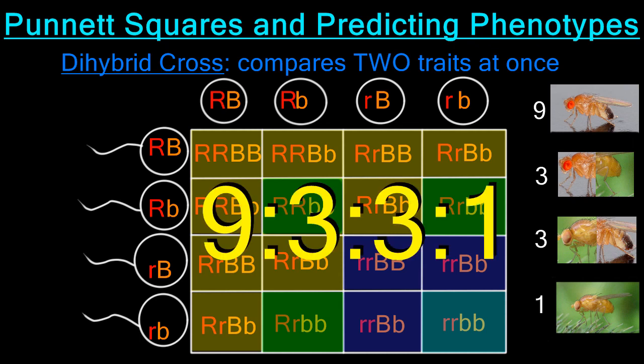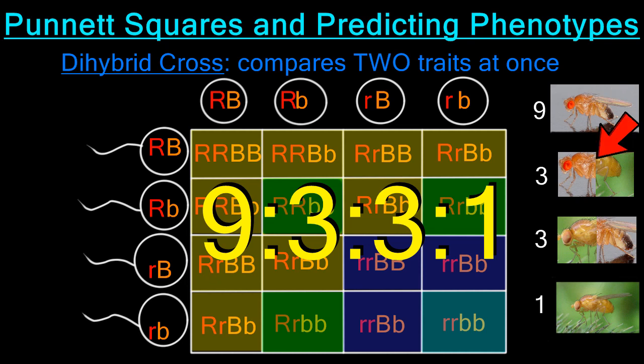This dihybrid cross results in a Punnett square with the phenotype ratio 9:3:3:1. That is, 9 out of 16 individuals would probably have both dominant traits, red eyes and a brown body.